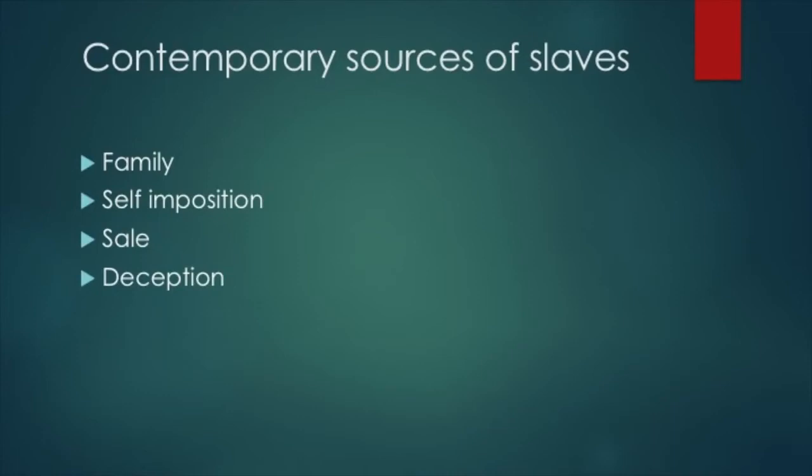Then some contemporary sources of slaves. The first one is the family. Oftentimes, families, by virtue of their status, their inability to take care of their children, could willingly ask that their wards be taken by an uncle, by a relative, by a well-to-do person of the community, to go and live with them, to help them out.